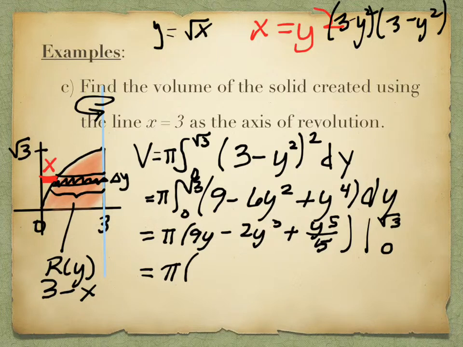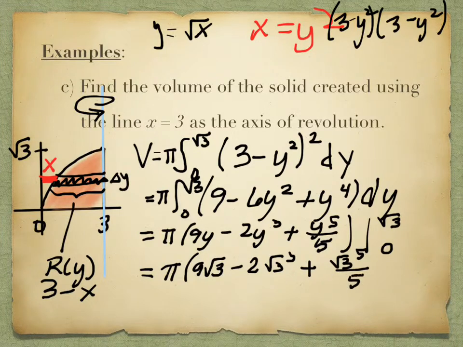So I've got 9 square root 3. I've got minus 2 square root 3 cubed. And then I have plus square root 3 to the 5th over 5. And then I have minus 0. I'll just put it in to make sure that you recognize that it is there. It's just 0. All right, so we have some square roots again. I have 9 square root 3. What is 2 square root of 3 cubed?